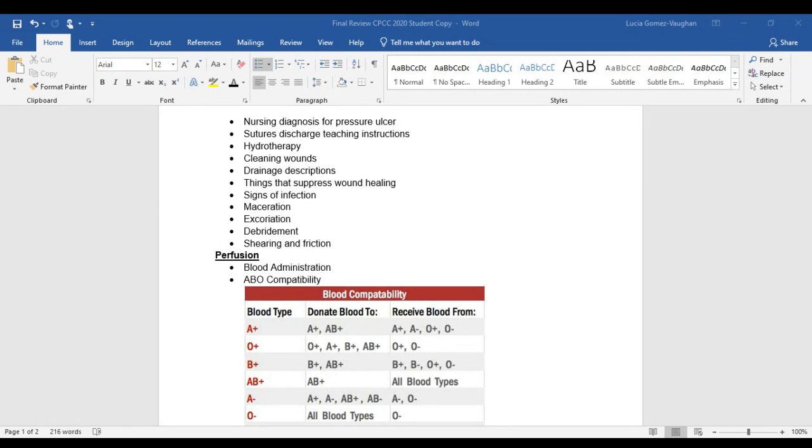We talked a little bit about maceration when we were talking about sutures, but maceration involves softening of the skin due to prolonged wetness or soaking. Excoriation is the loss of superficial layers of the skin. Debridement is the removal of necrotic tissue from a wound.